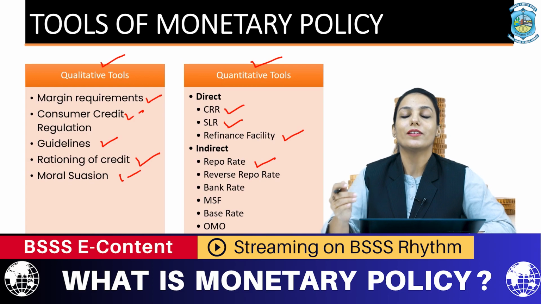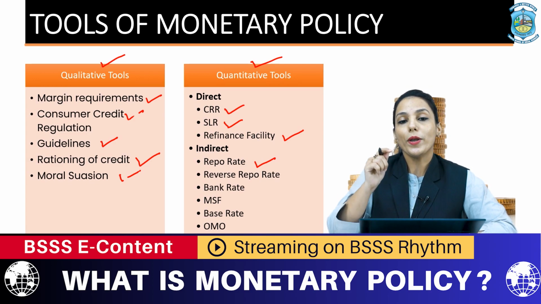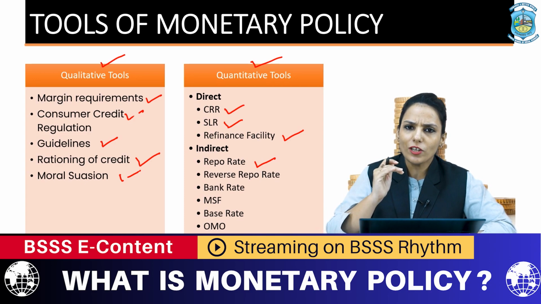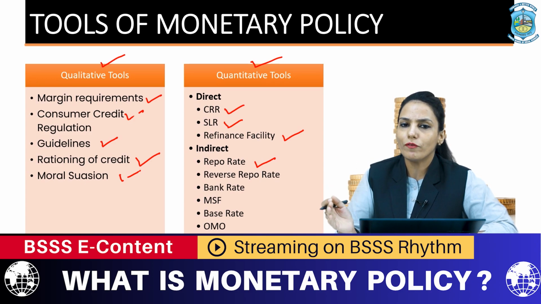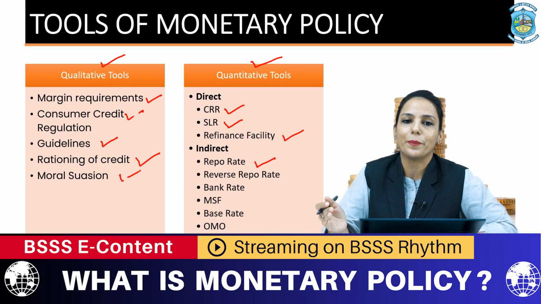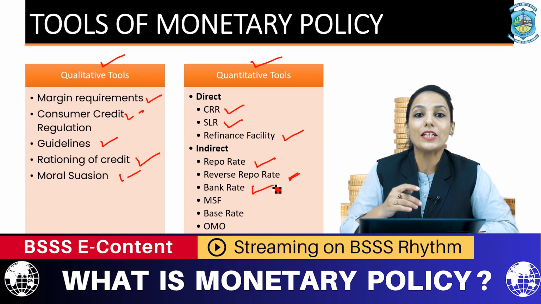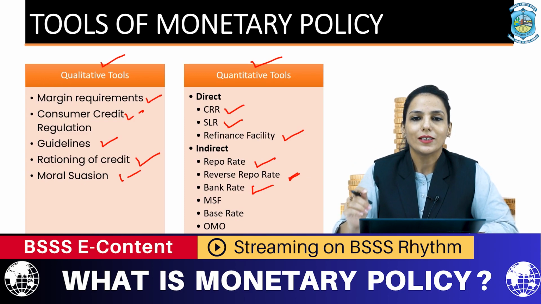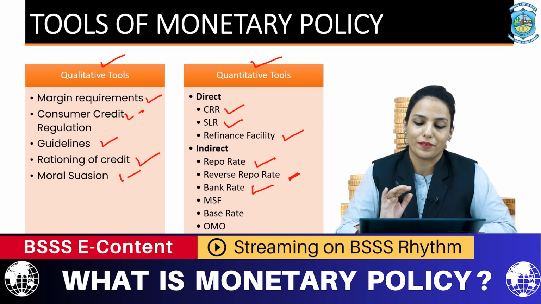Then comes reverse repo rate. Reverse repo rate is the rate of interest given by the RBI when banks deposit excess cash with the RBI for brief periods of time. When banks have excess cash but no lending or investment possibilities, they deposit this cash with the RBI. Then comes bank rate. Bank rate is the interest rate at which the RBI loans cash to commercial banks. The bank rate, unlike the repo rate, does not include a repurchase commitment.